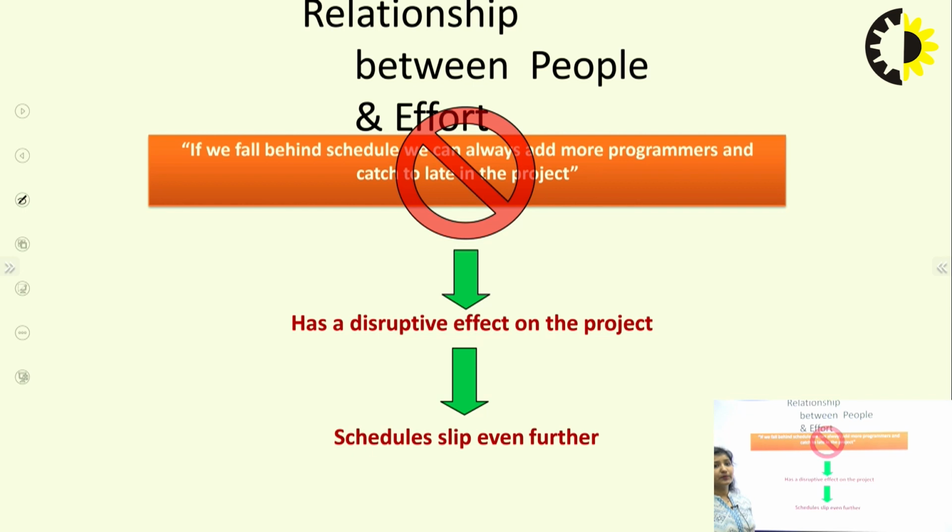Now this is the relationship between people and effort. If we fall behind the schedule, we can always add more programmers and catch up later in the project. But this has a disruptive effect on the project and the schedule slips even further. If the project is running behind schedule, most people think we should add more persons to the project. More persons means more effort, and so the project can be completed. But no, this can never be a complete solution, because adding people later on in the project can have a disruptive effect as well.